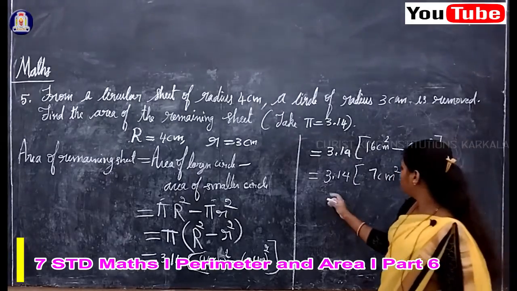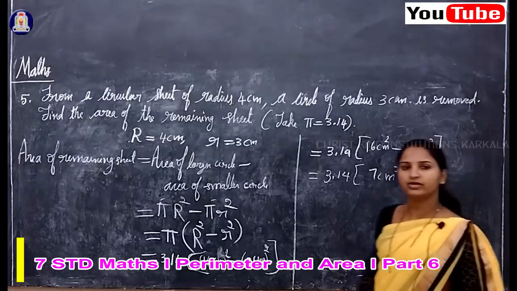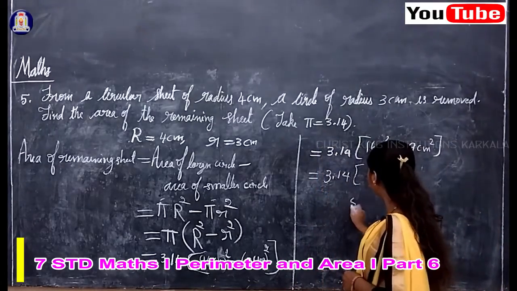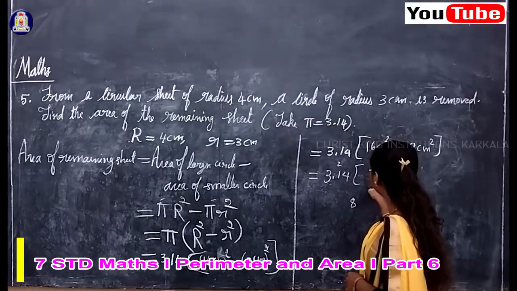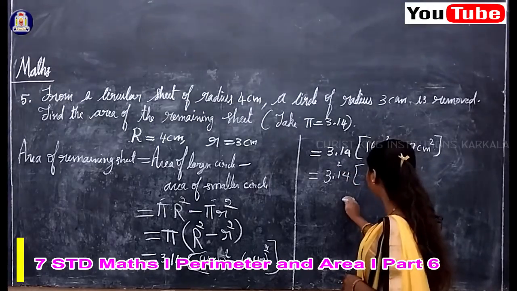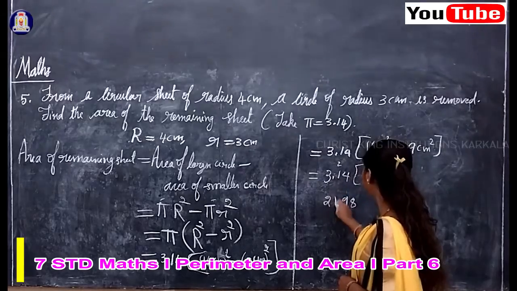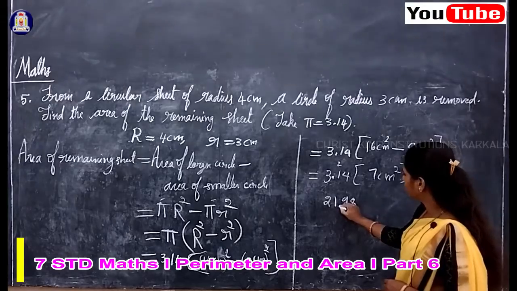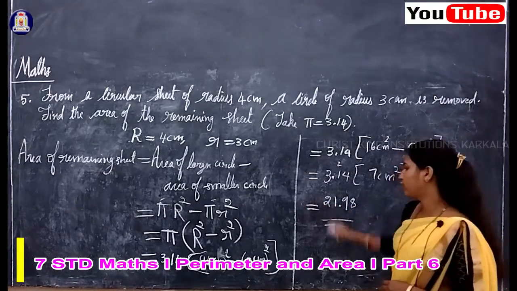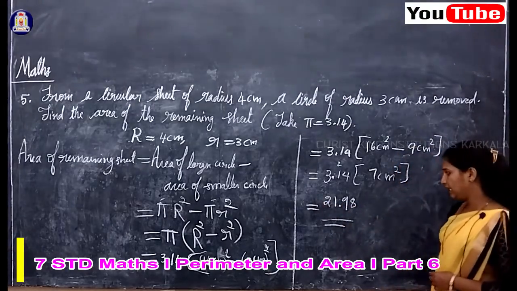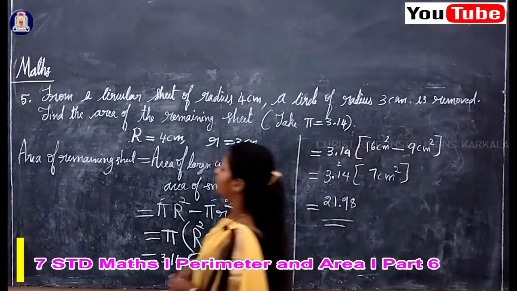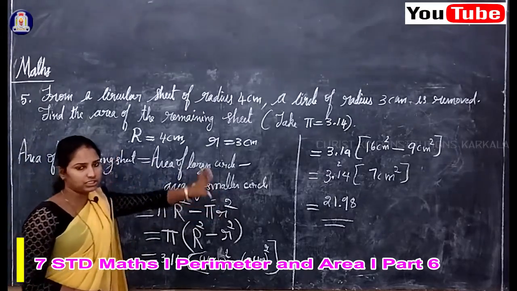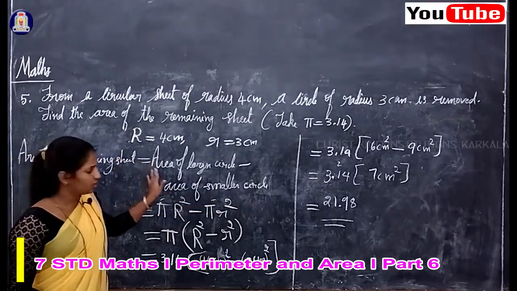Now we have to multiply these two, 3.14 into 7. If we multiply, we get 7 fours are 28, 2 remaining. 7 ones are 7, 7 plus 2 is 9. 7 threes are 21. Here after the decimal point there are 2 digits, so you leave 2 digits and put a decimal point. So 21.98, that is the area of the remaining sheet. First we have to find the area of the larger circle, how much area is there in the circular sheet.